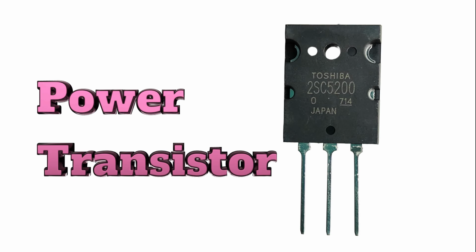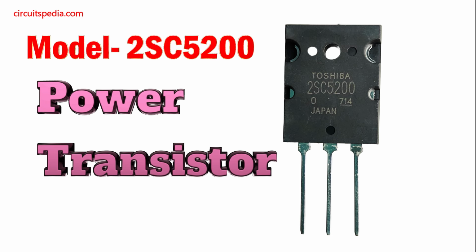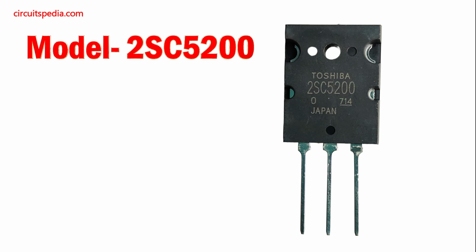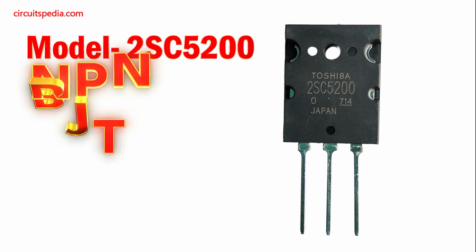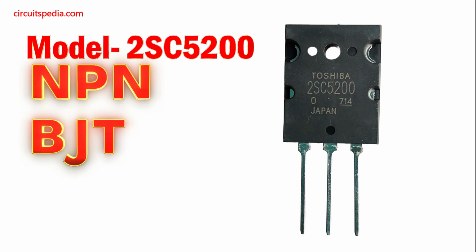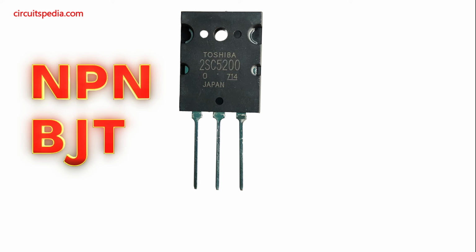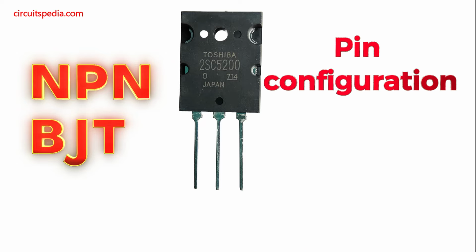Hello, this is a power transistor. Model number of this power transistor is 2SC5200. The 2SC5200 is a high power, NPN type bipolar junction transistor commonly used in audio power amplifiers and other high power applications. The pin configuration of this transistor is as like this.